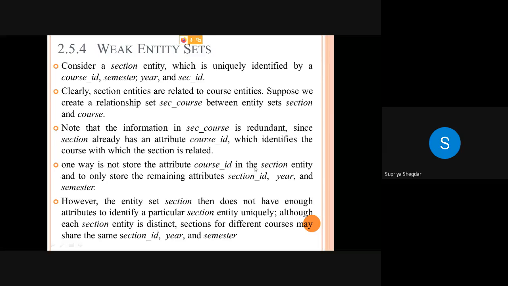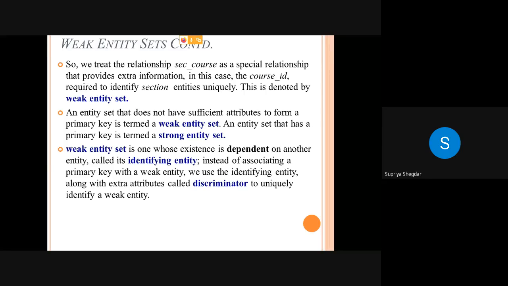Okay. So we consider the section course relationship as a special relationship that provides the extra information, and in this case, the course ID is required to identify section entities uniquely. So the course ID is required to identify that particular course, in which semester, in which year, etc. Okay, and this is denoted by the weak entity set.